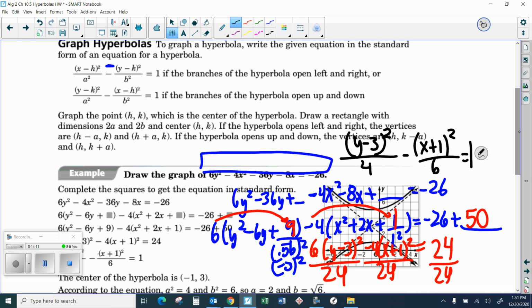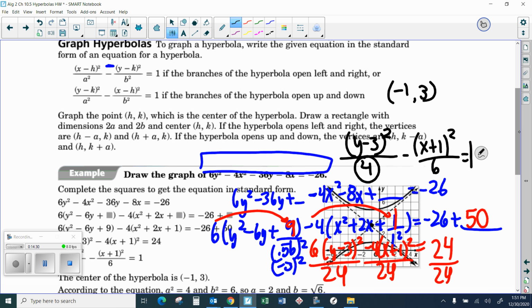So now I can see my center. Remember, it's opposite. The x coordinate is negative 1. The y coordinate is 3. So you do have to pay attention to that. Look, the y is connected with the x, the 3 is connected with the y. So there's my center. So I plot negative 1, 3. It's right there.